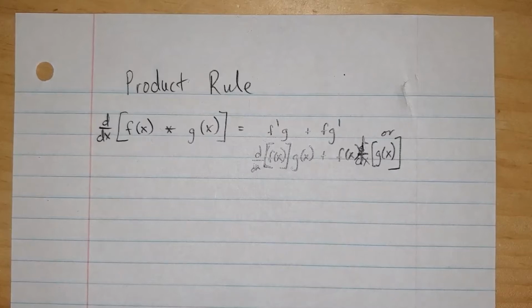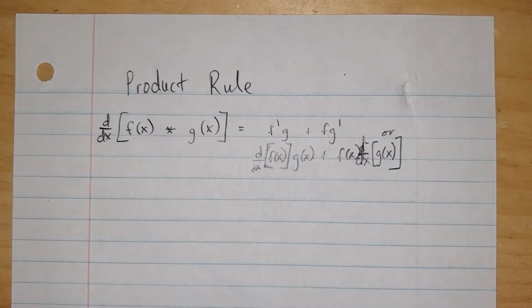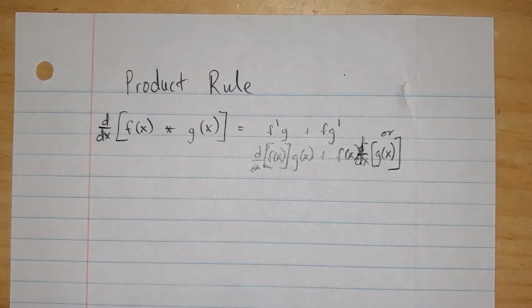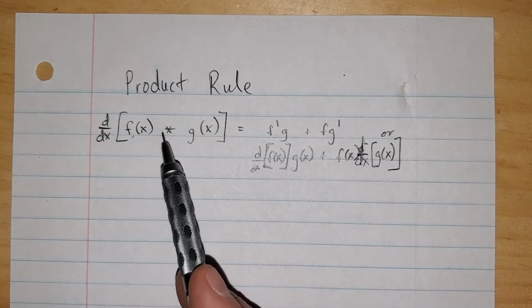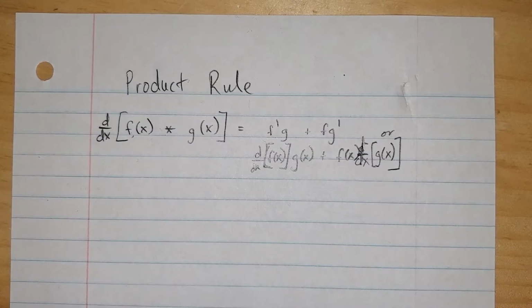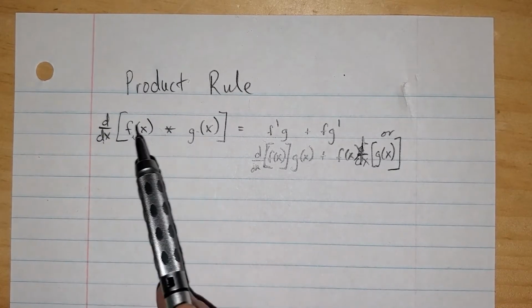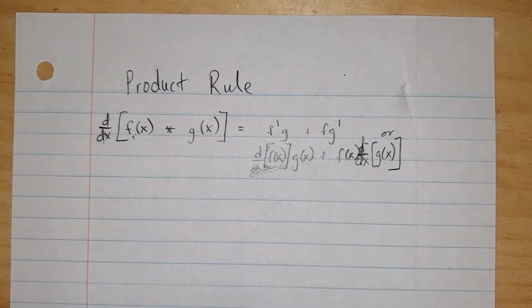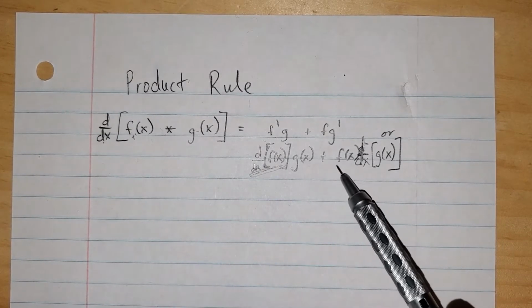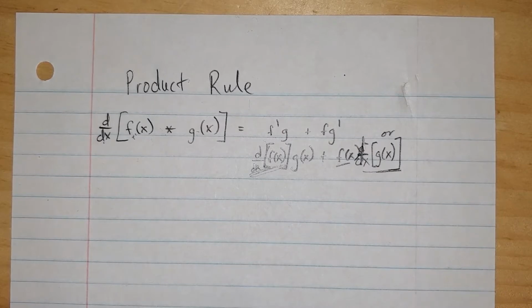All right, so I'm here to talk today about the product rule in calculus. If you've got a function which can be broken into two unique parts that are being multiplied, so f of x times g of x, the derivative of that product will be the derivative of f of x times g of x plus f of x times the derivative of g of x.